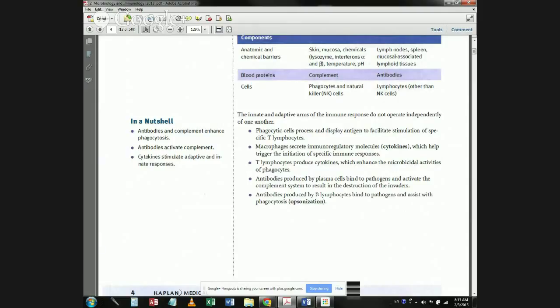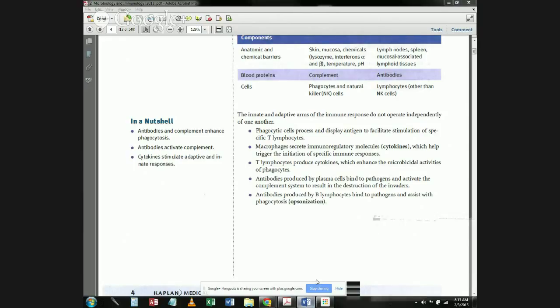So what happens then instead? What happens is that the phagocytic cells, such as your monocytes, macrophages, and neutrophils, tend to process and display antigens to facilitate stimulation of specific T lymphocytes, probably TH0s. Macrophages then will secrete immunoregulatory molecules, cytokines, which help trigger the initiation of specific immune responses.